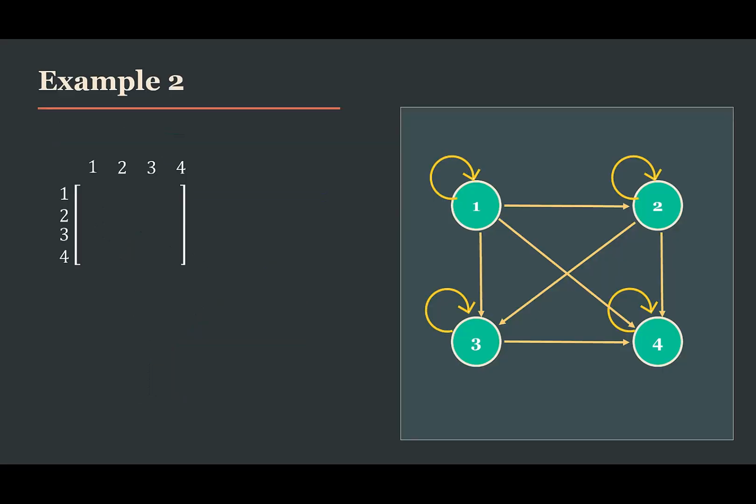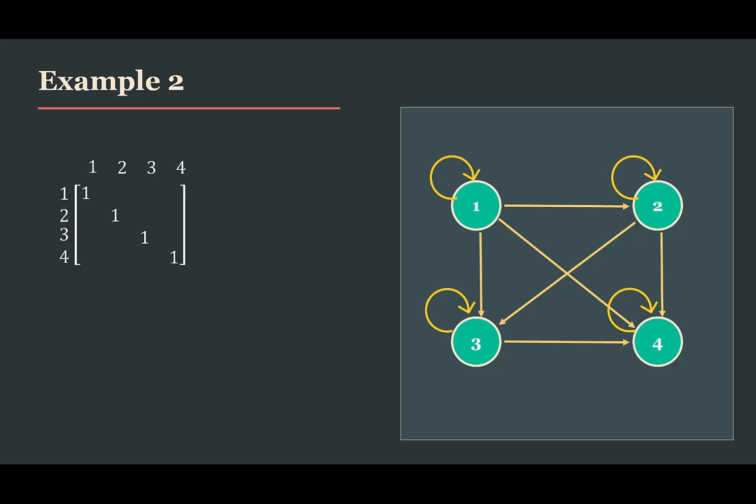Our second example has 4 vertices, 1, 2, 3, and 4, so we start by setting up our matrix with 4 rows and 4 columns. Notice that each of the vertices has a loop. We have a loop at 1, 2, 3, and 4. This means we'll have 1s along our diagonal. This maps 1 to 1, 2 to 2, 3 to 3, and 4 to 4.